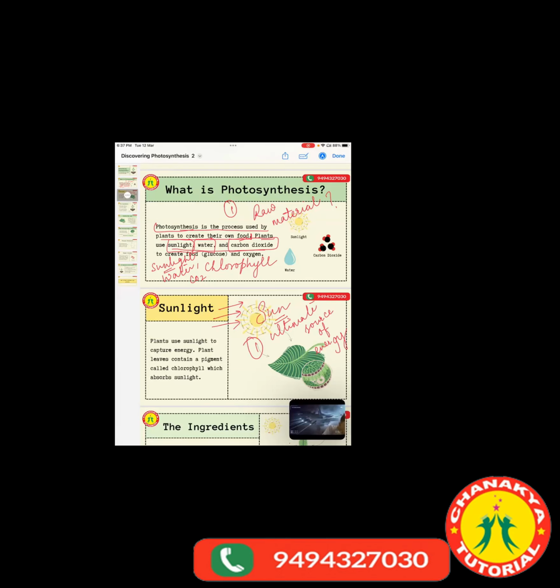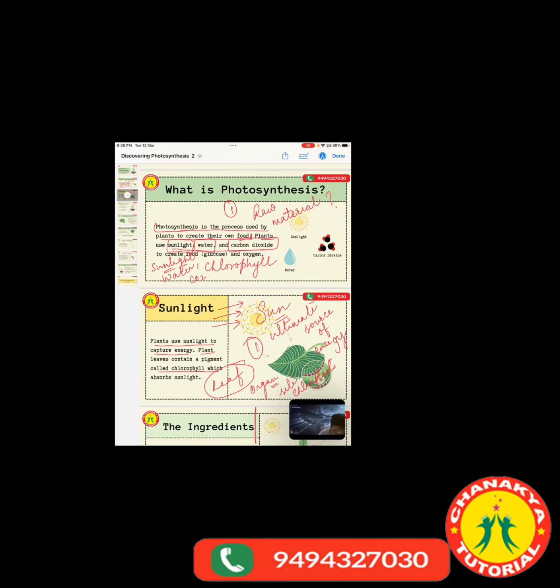So what will the plants be doing? Plants use sunlight to capture energy. Whatever sun rays are coming, the plants will take all that sunlight. And then the chlorophylls are present where? In the leaf. So in the leaf, they have the chlorophyll. Chloroplast. Yeah. Basically a leaf is an organ. Fine. Leaf is an organ. In this leaf, there is a site called chloroplast.